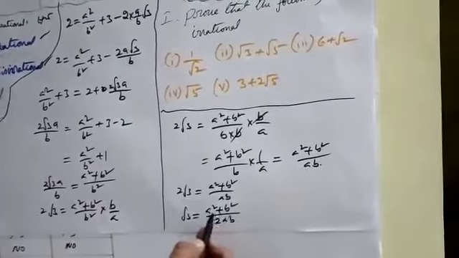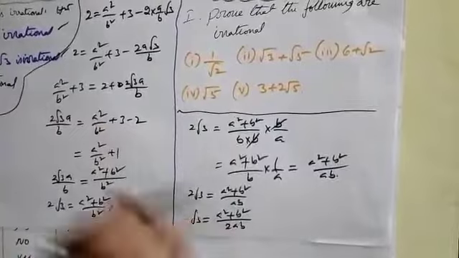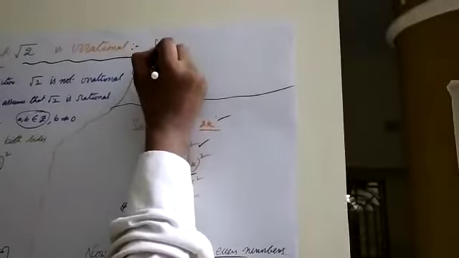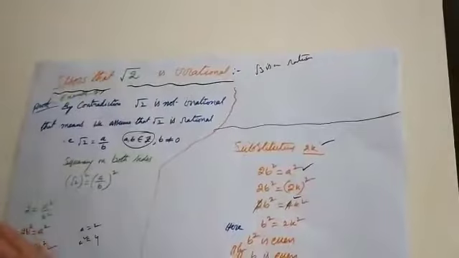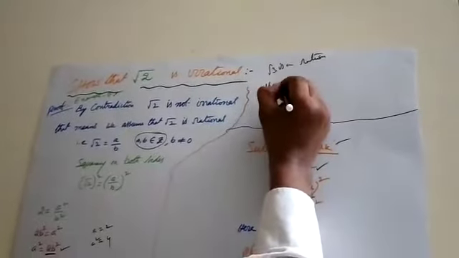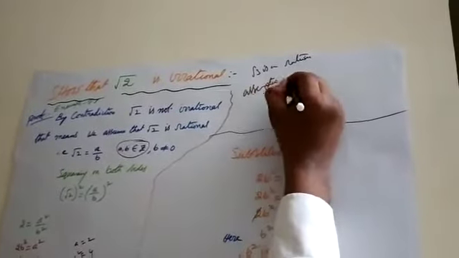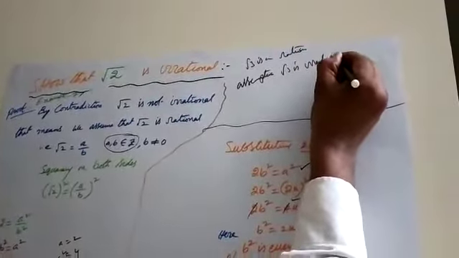Here a square plus b square divided by 2ab is a rational number. A rational number is equal to a rational number. Now root 3 is a rational number. According to this, our assumption is wrong. Why? Because root 3 is an irrational number.